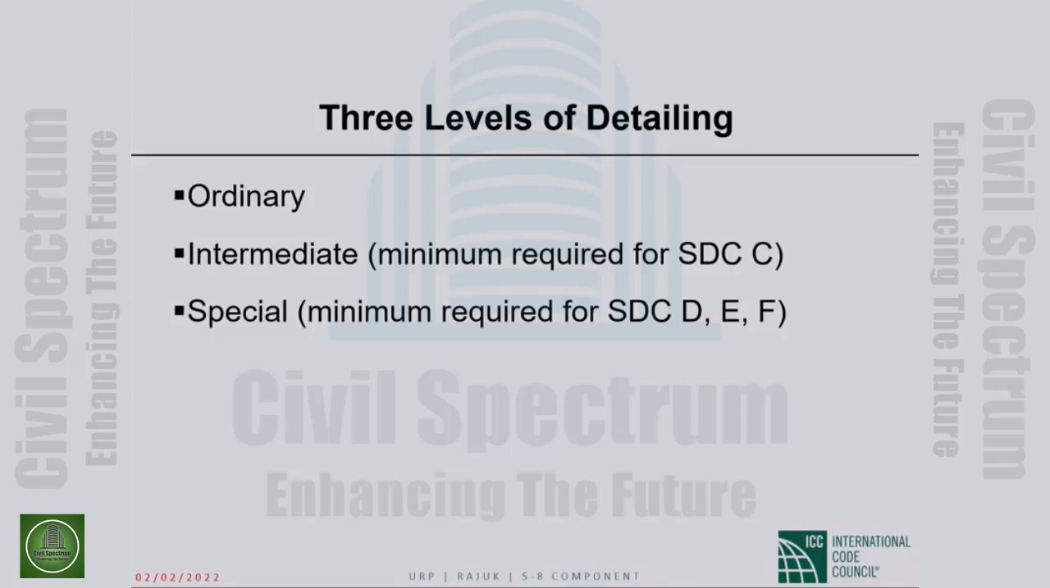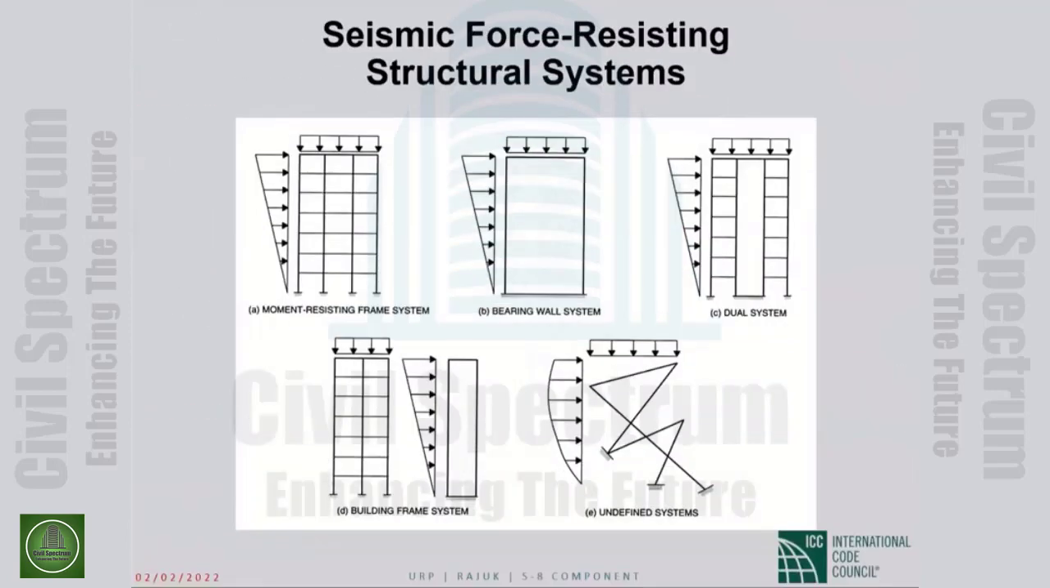That is allowed. If your structure is assigned to design category D, E, or F, in Bangladesh you don't have E or F. If you have design category D, you shall, as a minimum, do special detailing. You have no choice in the matter. You are not allowed to do ordinary detailing or intermediate detailing. Okay? So those are very basic things that you must understand and remember.